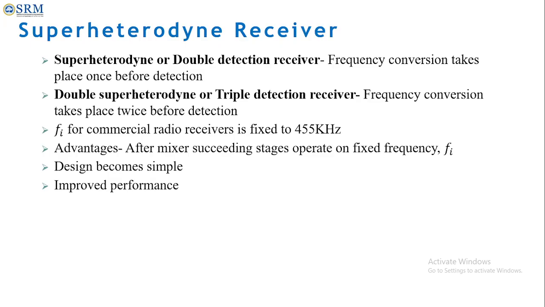Superheterodyne is also called a double reduction receiver. Here the frequency conversion takes place once before the detection. If the frequency conversion takes place twice before the detection, we call it a double superheterodyne or triple reduction receiver. Usually the intermediate frequency for commercial radio receivers is fixed at 455 kilohertz.